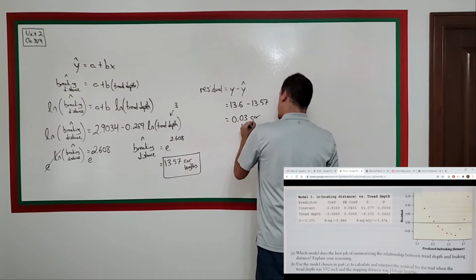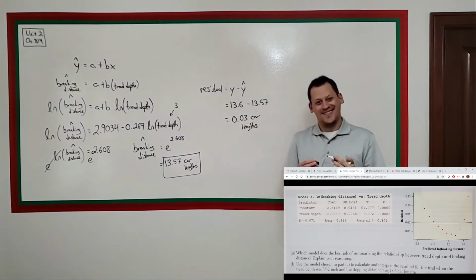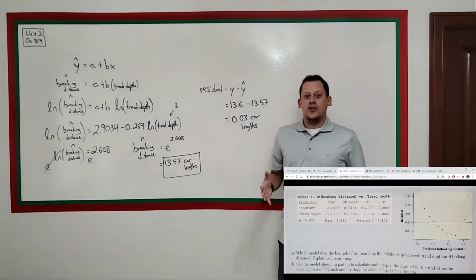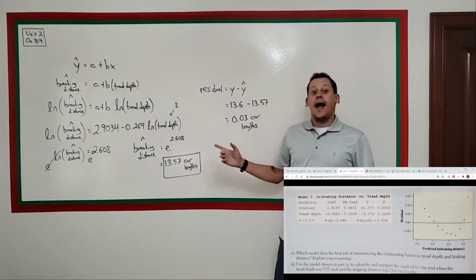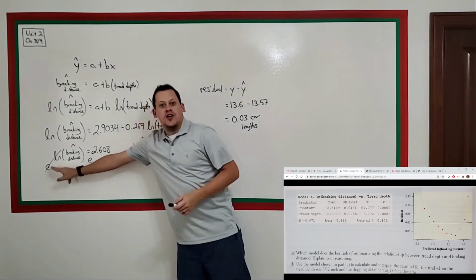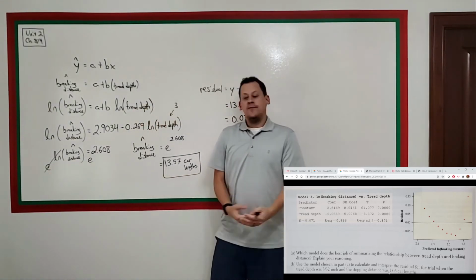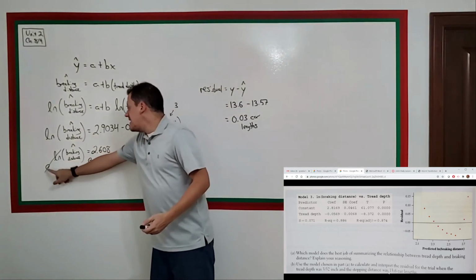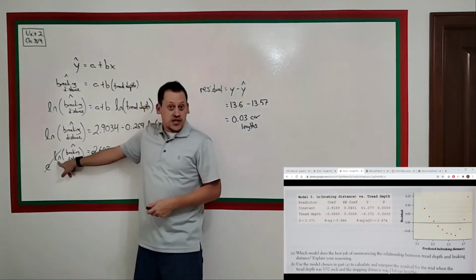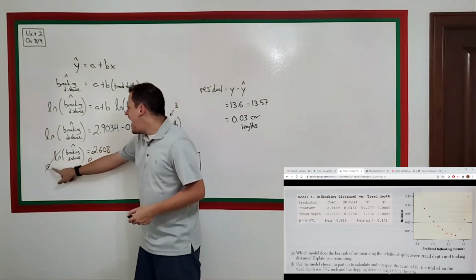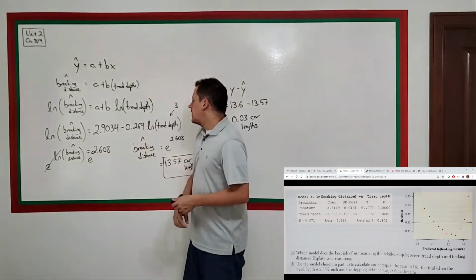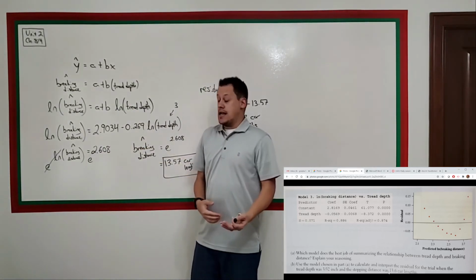0.03 car lengths. Yay. Okay. So the only real difference that you saw in this problem that we haven't done in the past is that once you got to this point, you have to do that inverse operation of the transformation you made. If you took the natural log, you have to take e to that power. If this were a log log, you would have to take 10 to the power of this number, because that's the inverse operation of a log base 10.